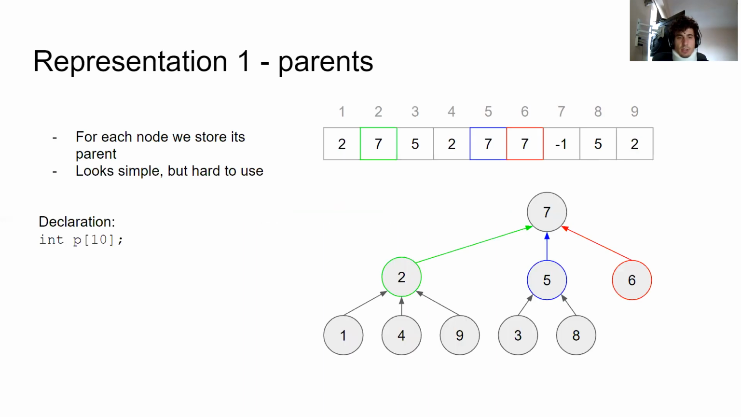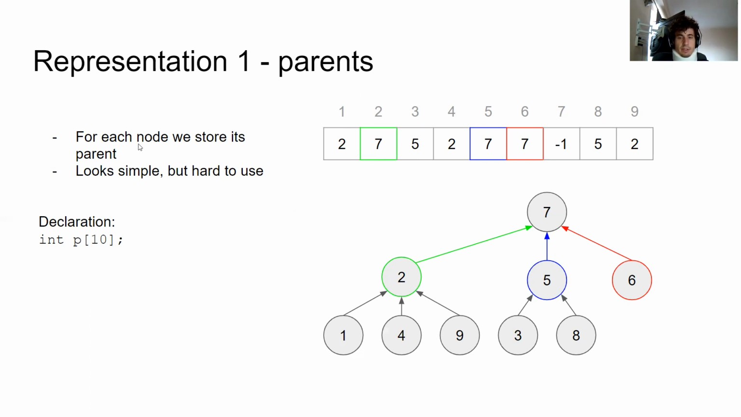And in this lab, we're going to study 3 representations. In the first one, called the parent representation, for each node, we hold its parent. So we have a big array. And for each node, for node 1, we know that the parent is 2. For node 2, we know that the parent is 7. And so on. The only exception is node 7, which doesn't have any parent. So we put -1 instead of the parent.